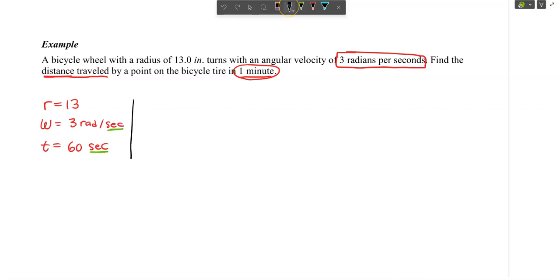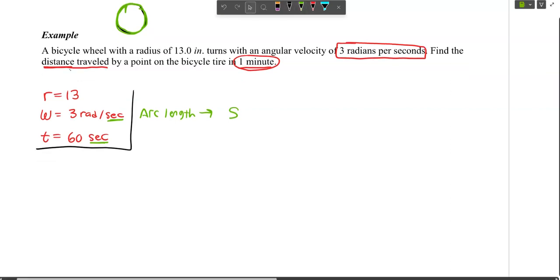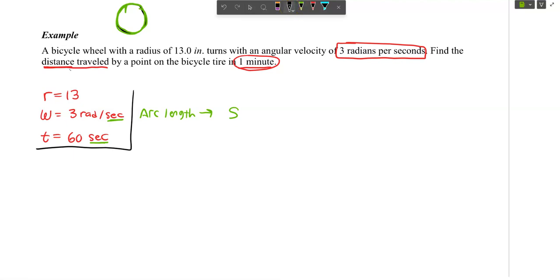Now, what do they actually want us to find? They want us to find the total distance traveled. So if I'm looking at a bike wheel, the total distance traveled is going to be the total amount of the wheel that touches the ground, which is, in other words, the arc length. So this is what we want to find. We want to find arc length, which we're now denoting with the variable s. So let's think about what we have in front of us. I have a W and I have a T. I do not know the angular measure. So how many degrees, or in this case, radians, am I moving?